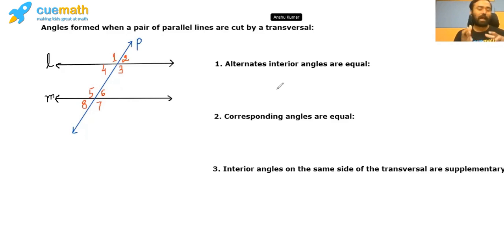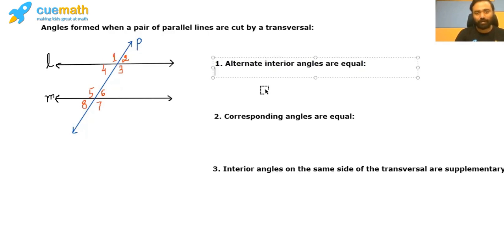So here again we have considered a few categories. The first category says that alternate interior angles are equal. There is a small spelling error, but this is fine. Basically it says alternate interior angles are equal. We've already seen what alternate interior angles are.